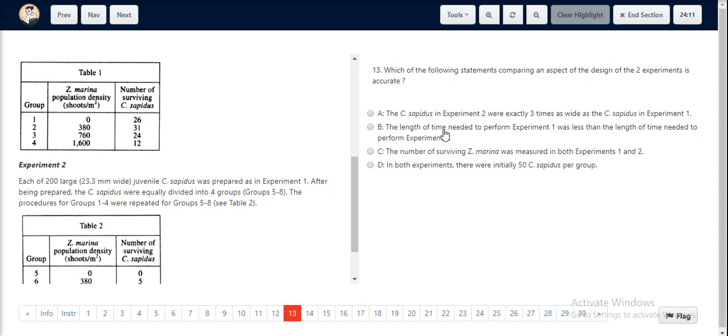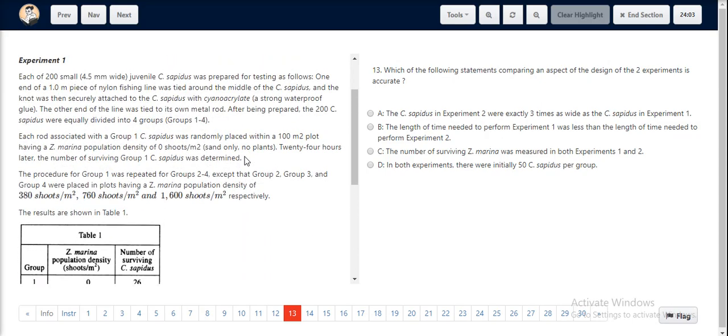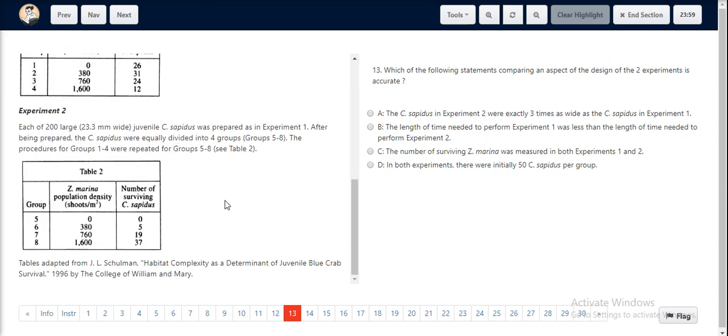Option B states the length of time needed to perform experiment 1 was less than the length of time needed to perform experiment 2. The length of time for experiment 1 and experiment 2 is not given. Hence, option B is also eliminated.